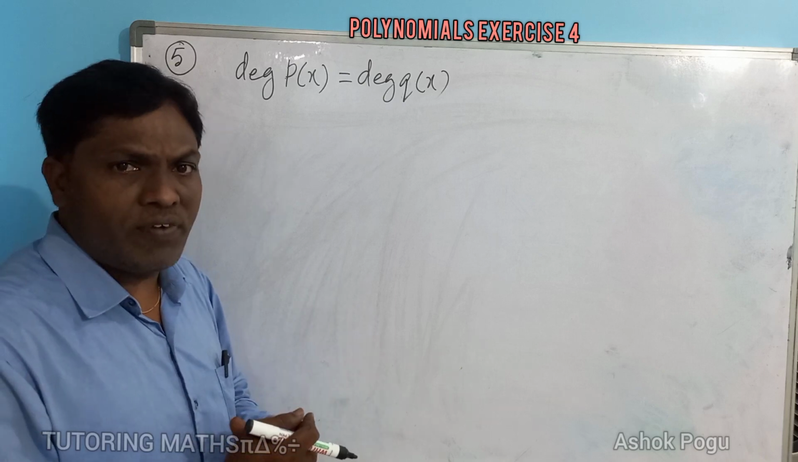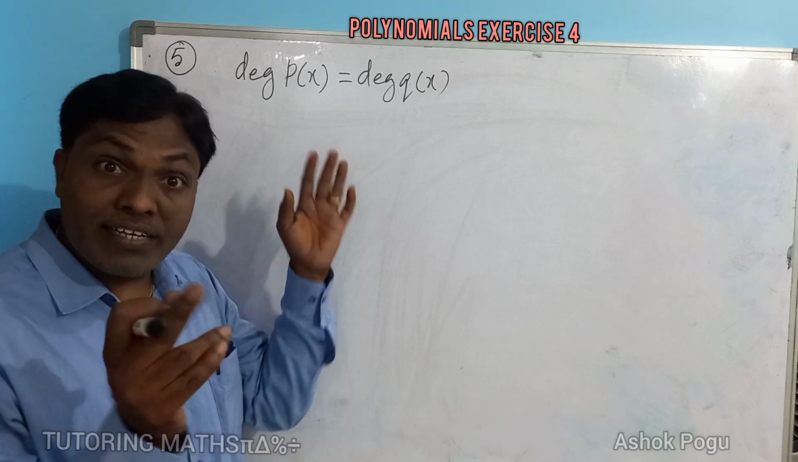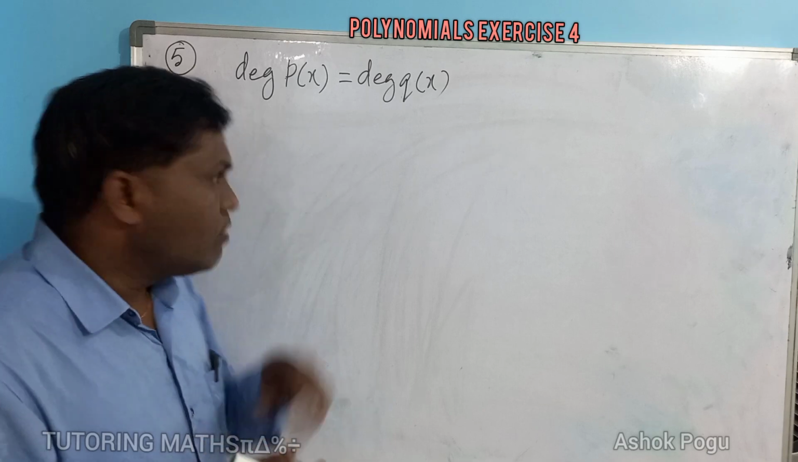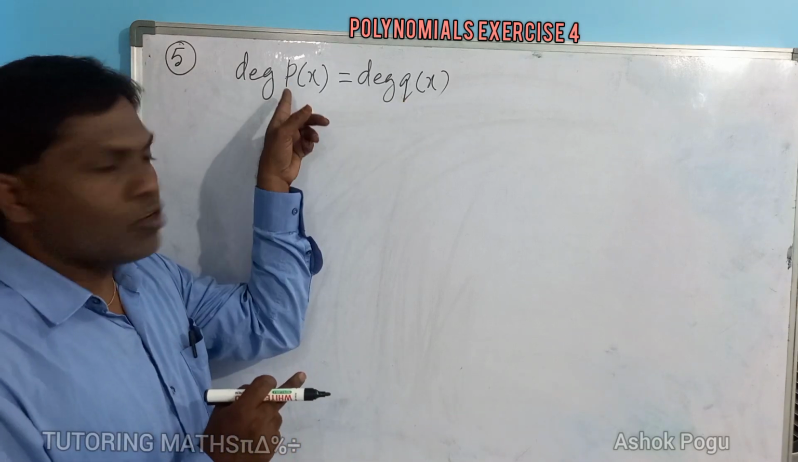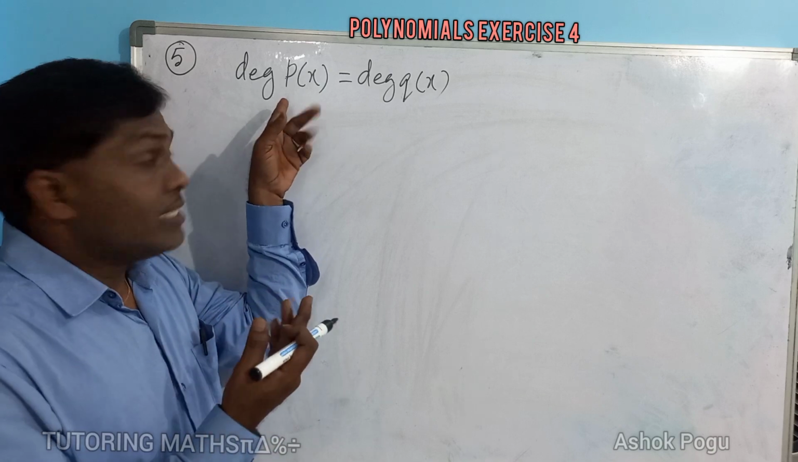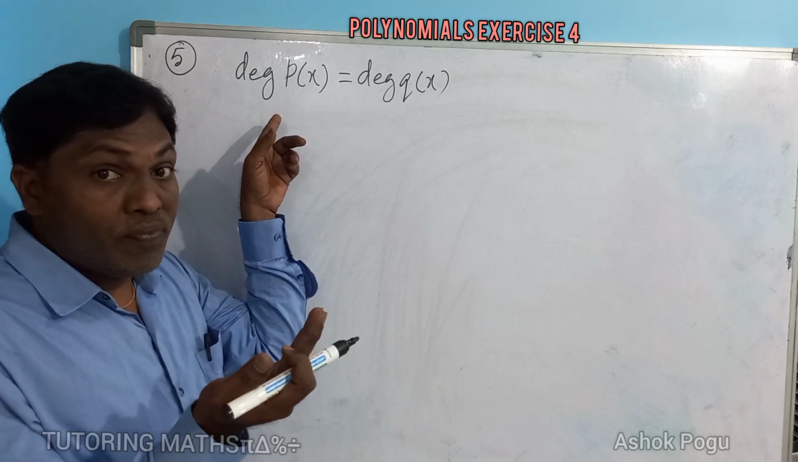So let us verify. Do they satisfy the division algorithm or not? First of all, take any degree. First you take the small one, because it is a given polynomial. This would be the given polynomial.